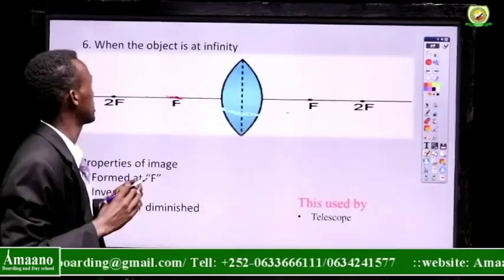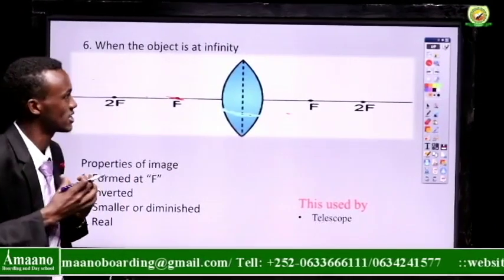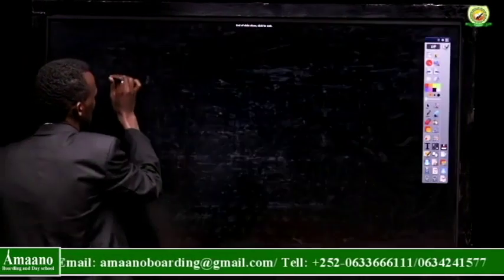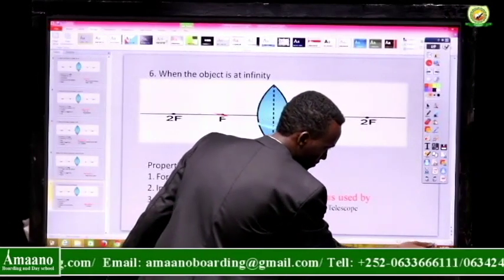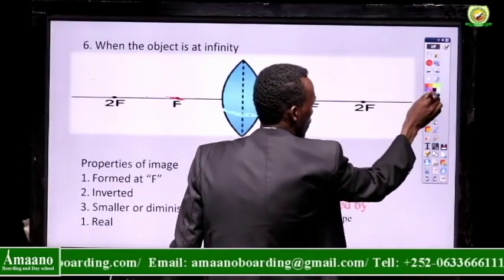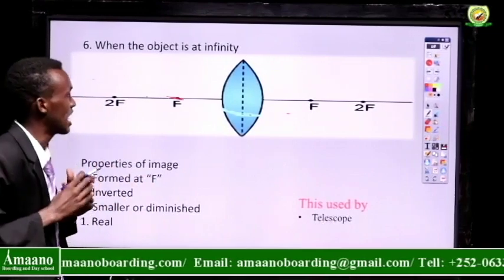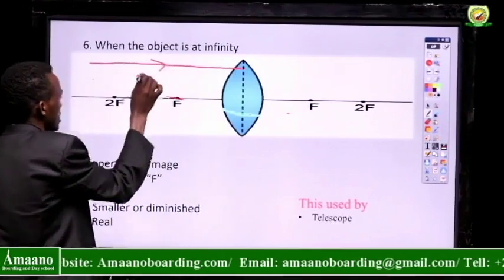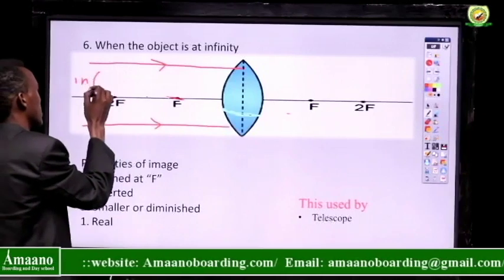Okay, the last one is when the object is at infinity, for example, the rays of light. Okay, when the object is at infinity, so these are infinity rays.